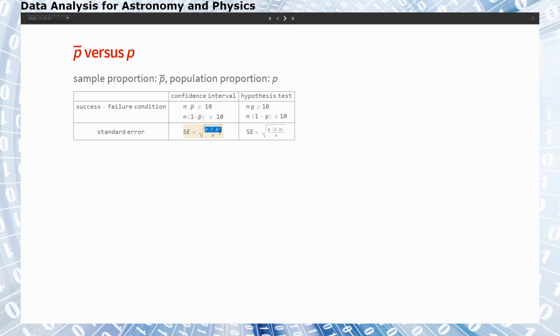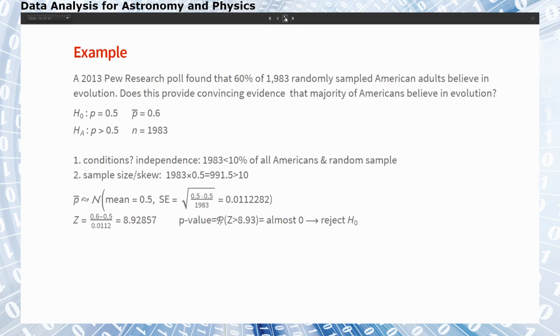When we do hypothesis tests, we assume a null value and we work under the assumption that this value is true, and therefore the standard error is computed with the population proportion that we assume in the null hypothesis. So be very clear about distinguishing between these two values.